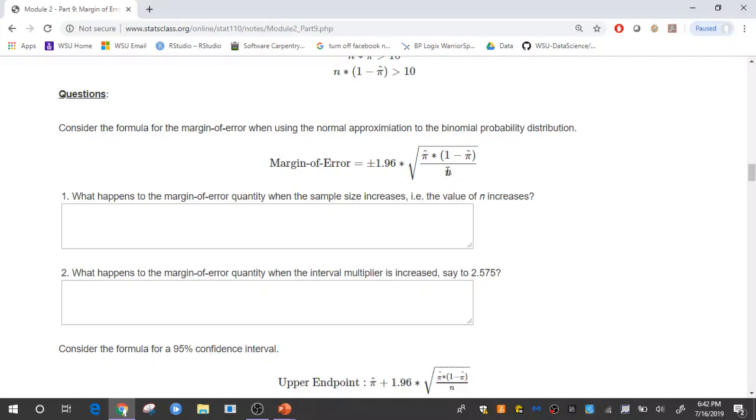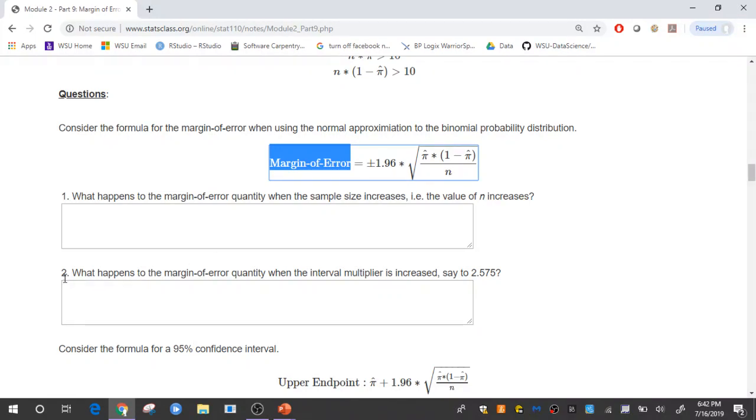If n gets very, very large, then that means that this fraction here is going to get very, very small. And when I take the square root of that small value, it's still going to stay small. And I multiply that one by 1.96. I'm still going to end up with a fairly small value. So if you want to make your margin of error smaller, what you can do is increase your sample size here.